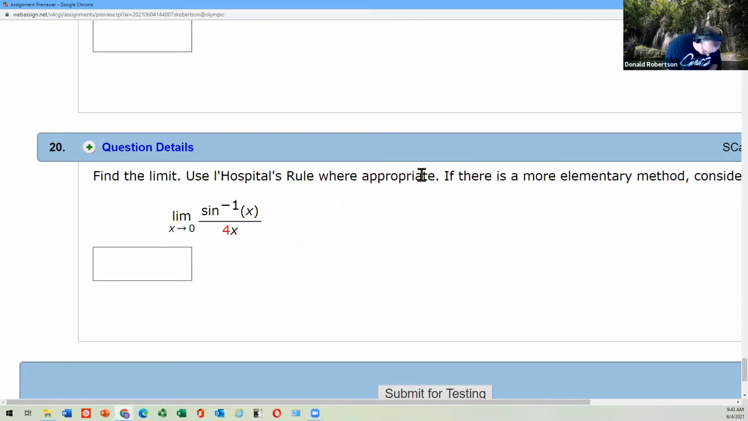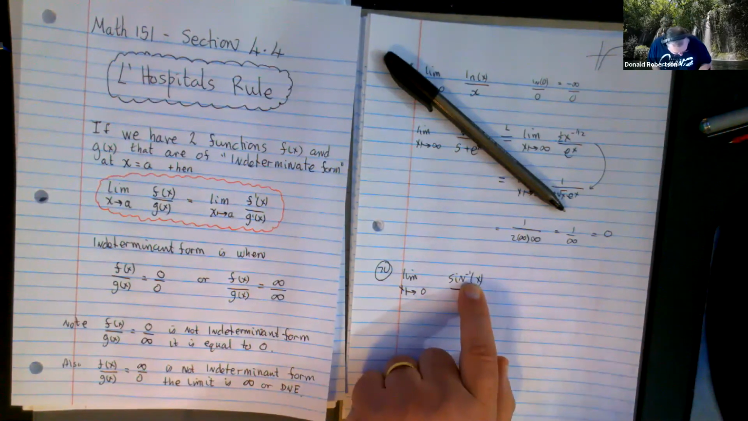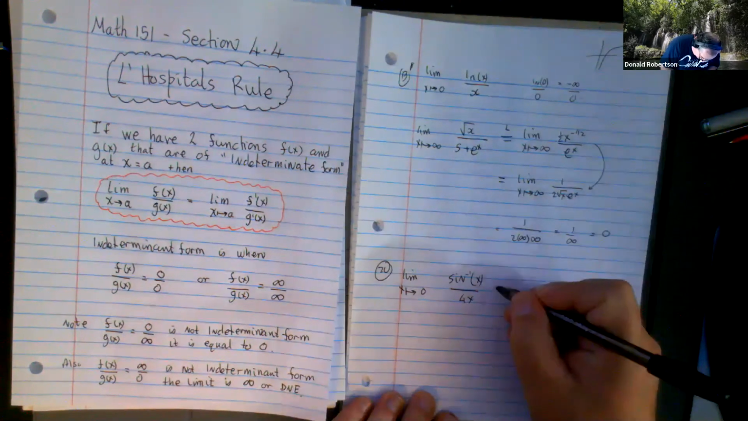The limit as x tends to 0 of the inverse sine of x over 4x. So let's do L'Hopital on it. And I am allowed to, because the inverse sine of 0 is 0 and 4 lots of 0 are 0. So L'Hopital is good to go.